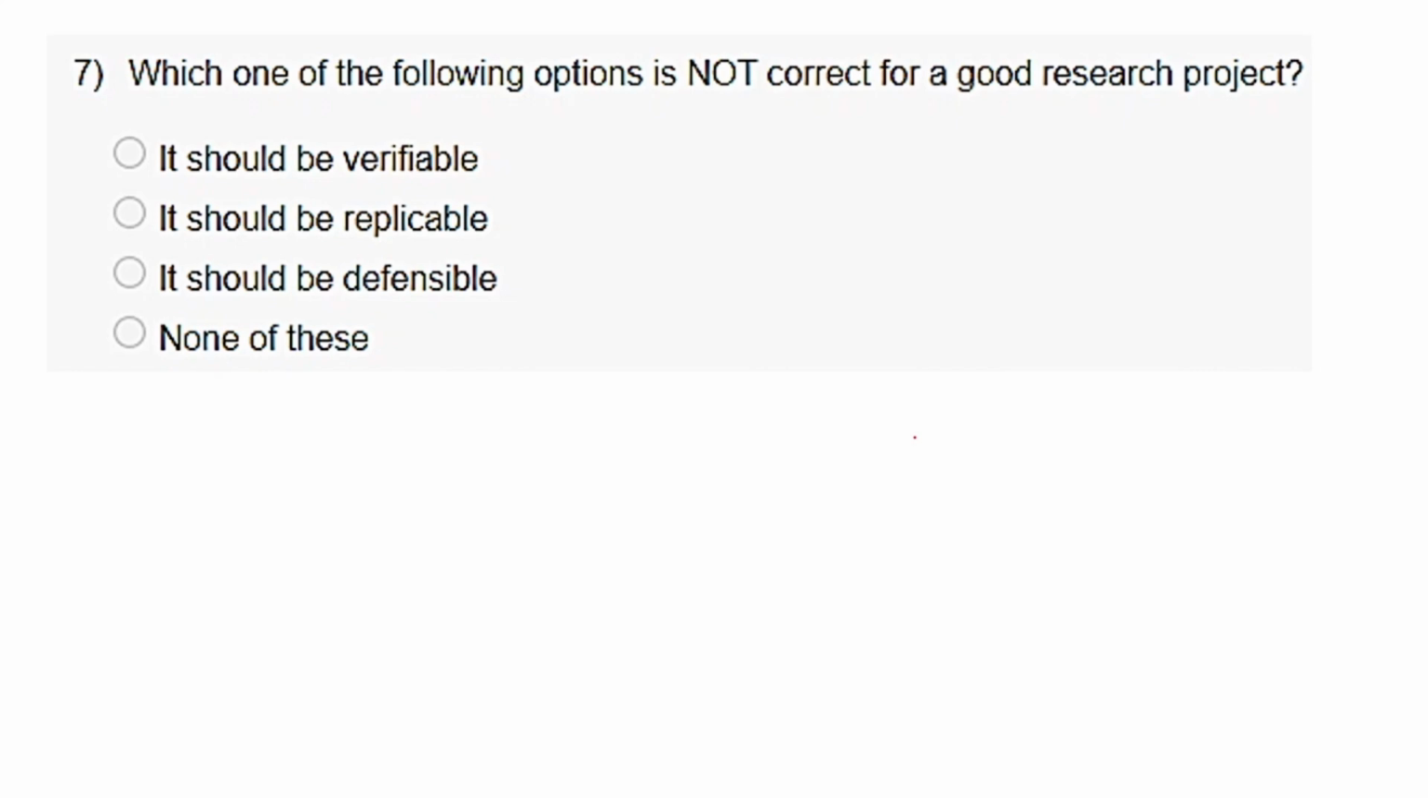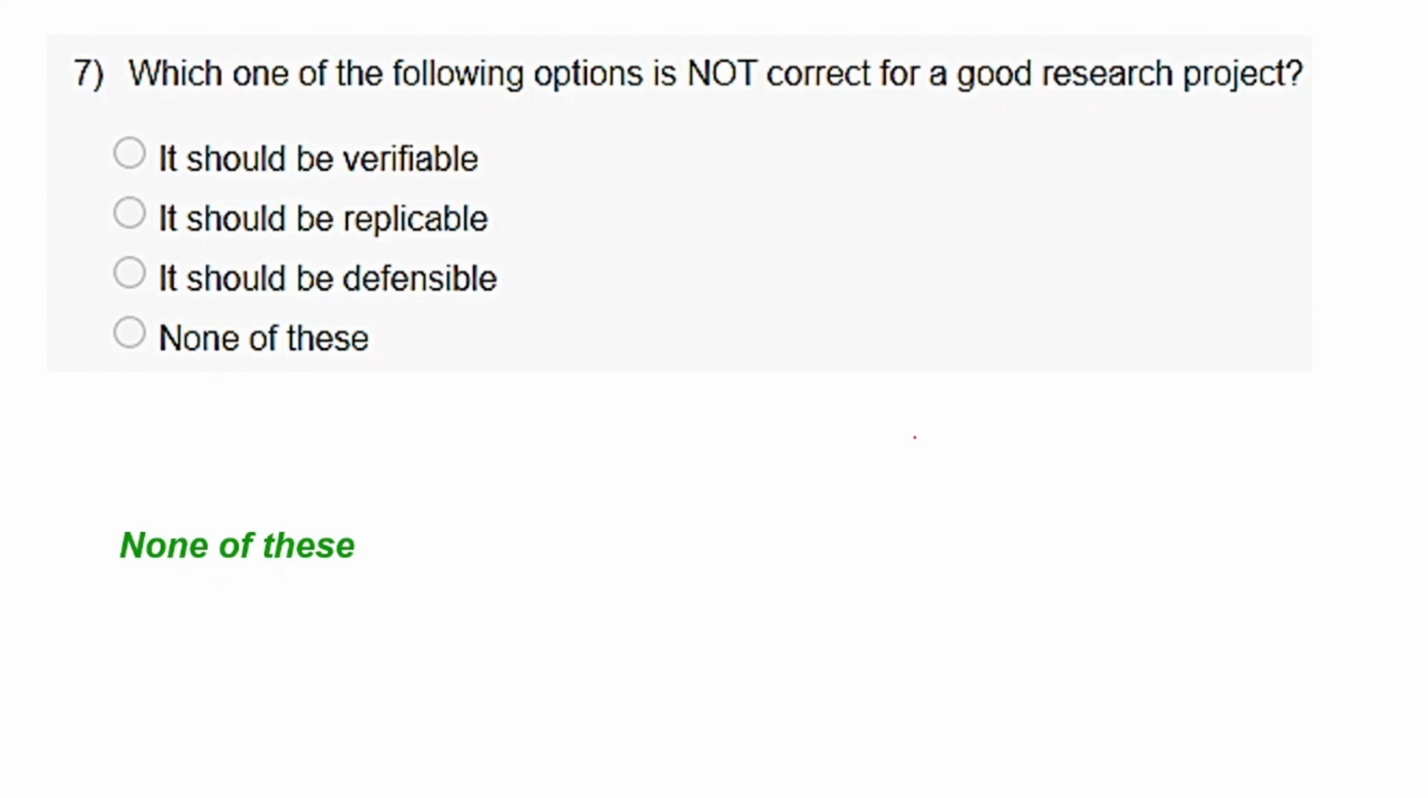Which one of the following options is not correct for a good research project? Anybody? Correct. None of these. None of these. Yeah, correct. None of these. Obviously, a research project should be verified.